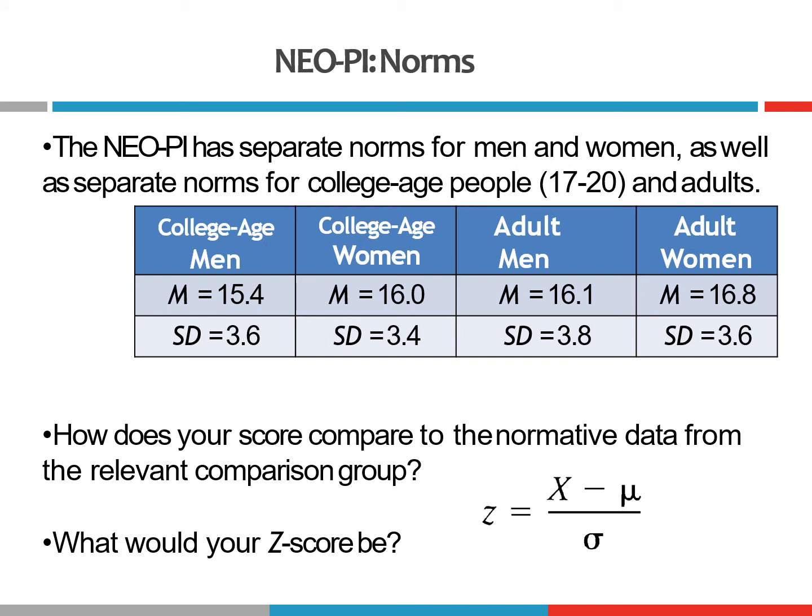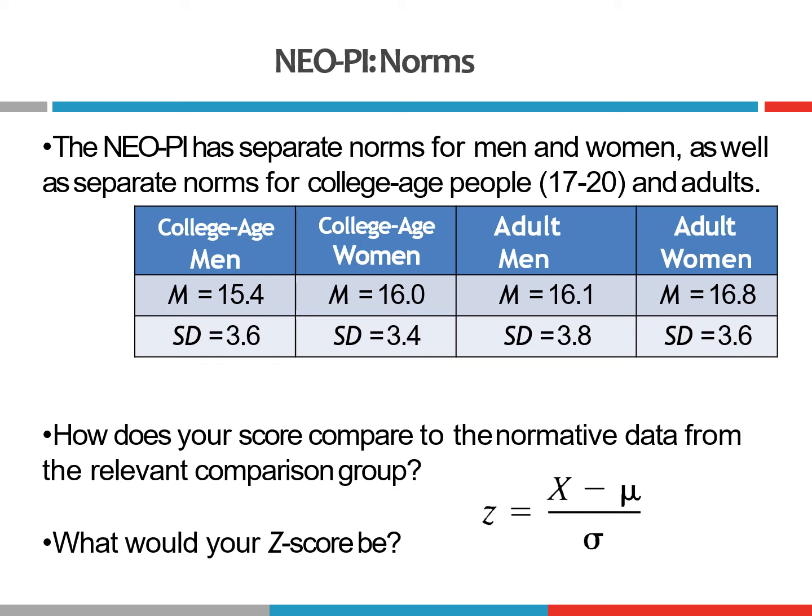Okay, so what I would like you to do is compare your own score to the scores typically found in the population. We have 4 different categories depending on your age. If you are between the ages of 17 and 20, you're going to want to choose college age women or college age men. If you are older than 20, you're going to want to choose adult men or women.